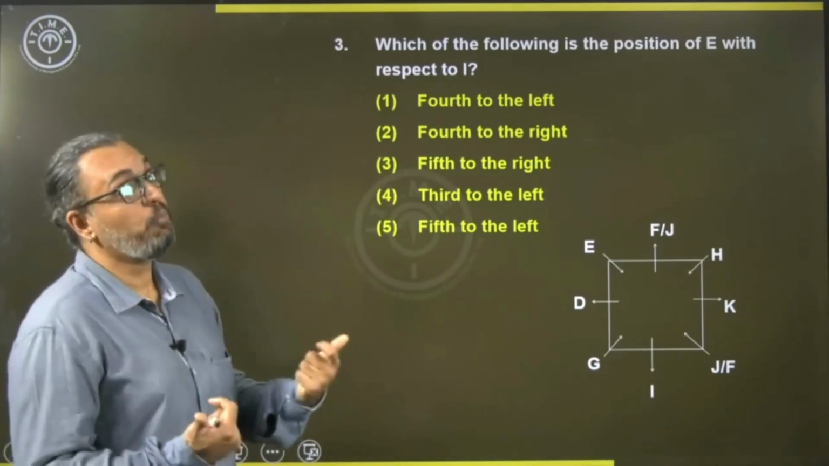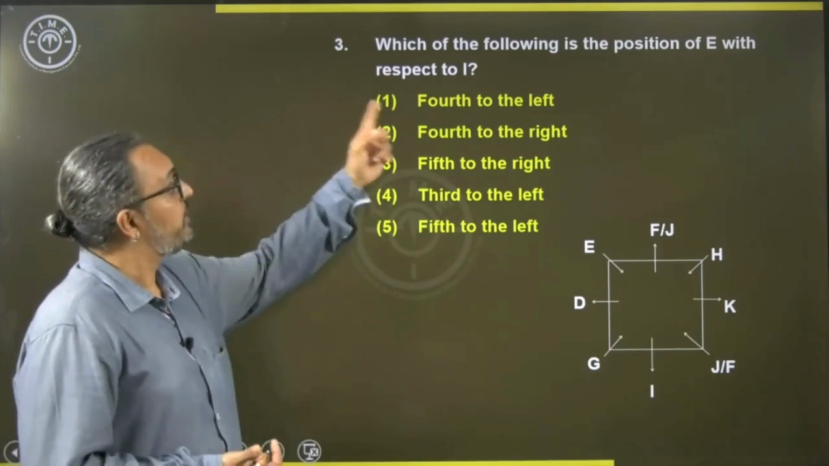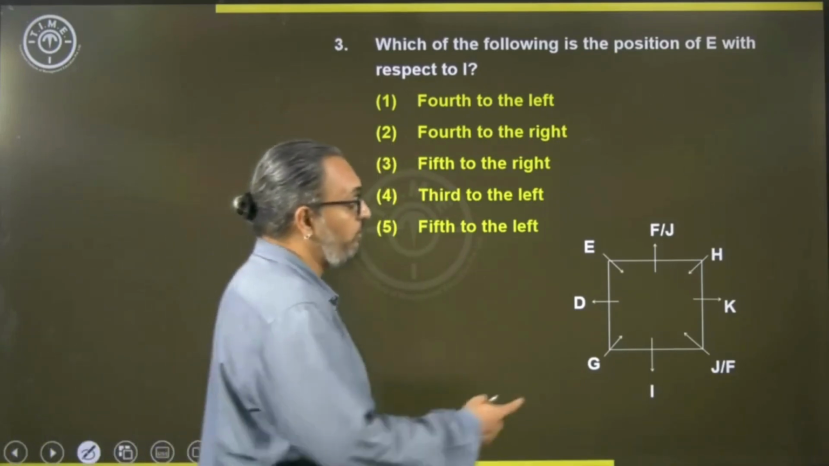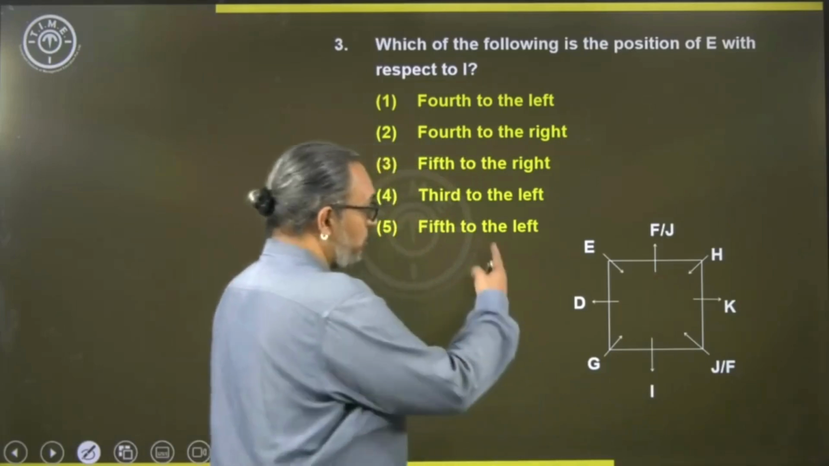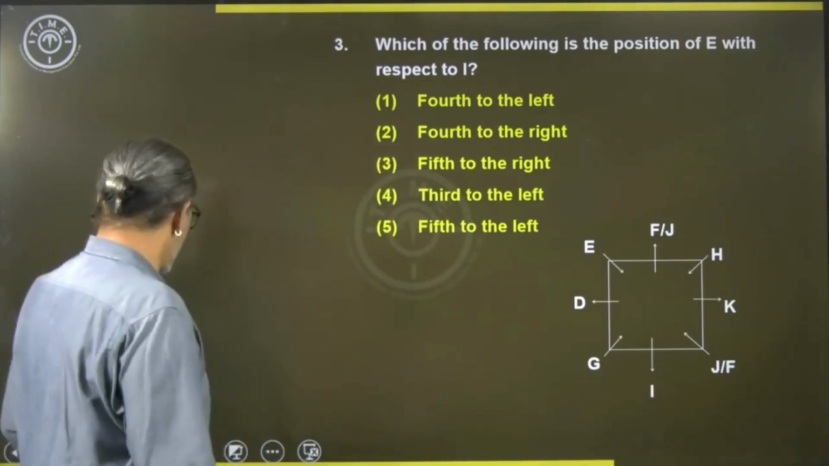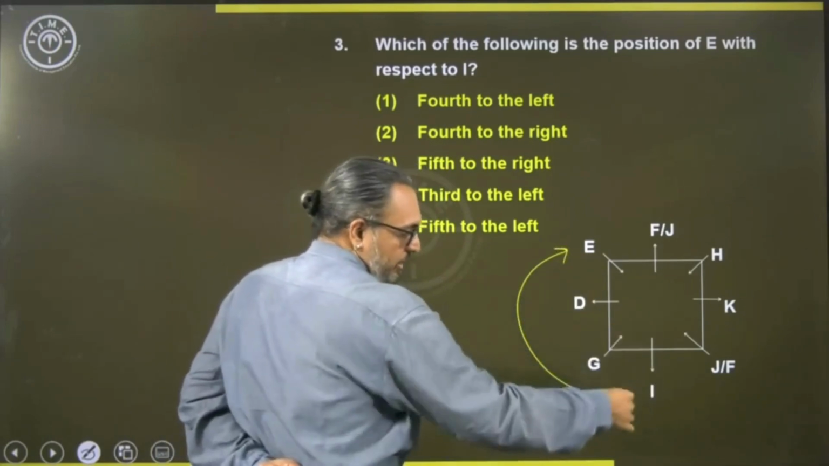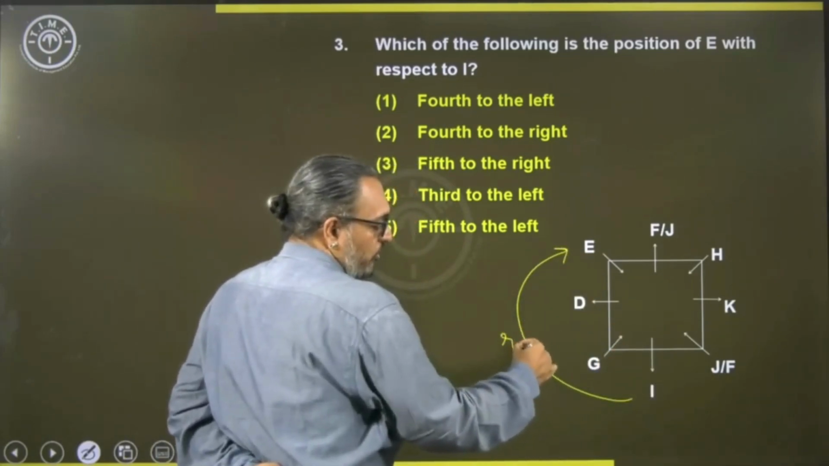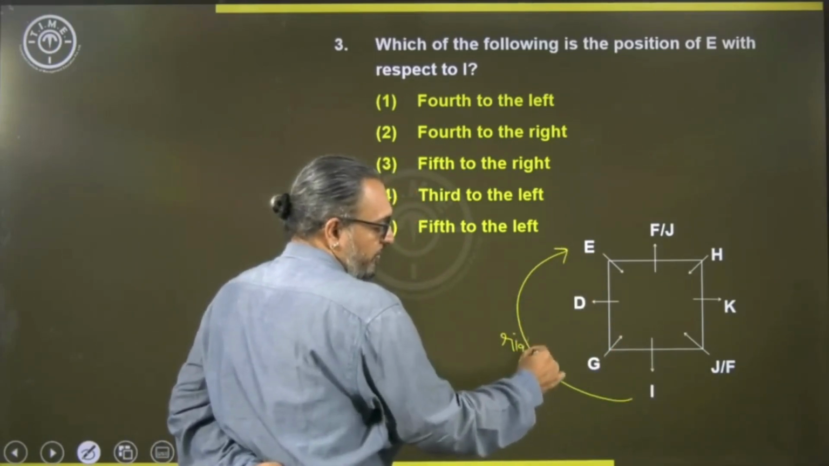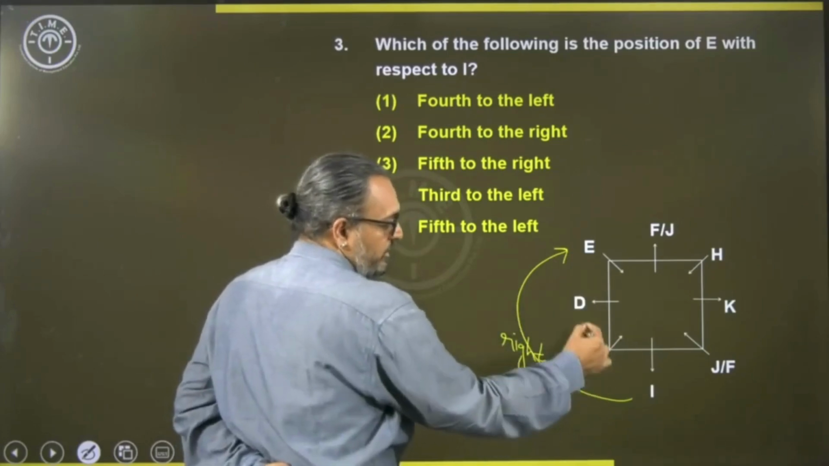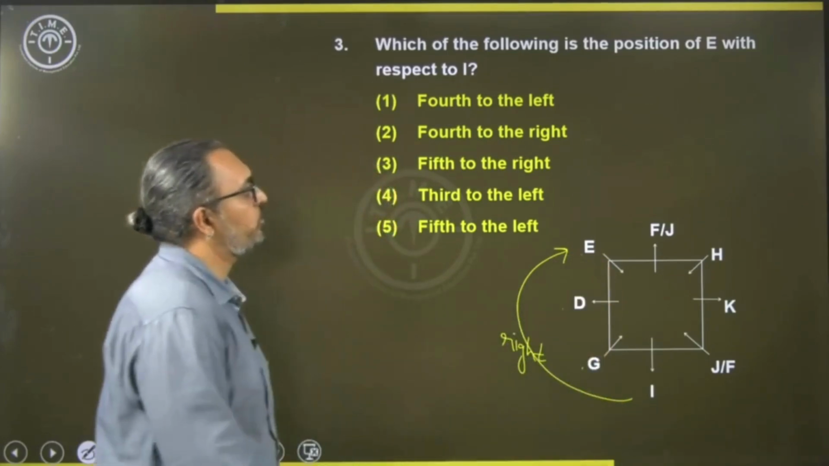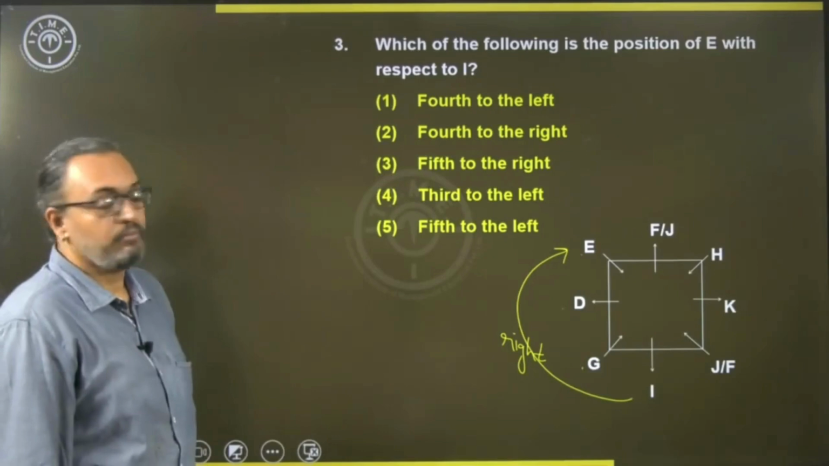Then, which of the following is the position of E? So I need to know the position of E. From where? With respect to I. So from I need to know what is the position of E. So I can consider in the clockwise direction, which is I is away from the center. So clockwise direction is the right. So E is first, second, third. Third to the right. Correct?